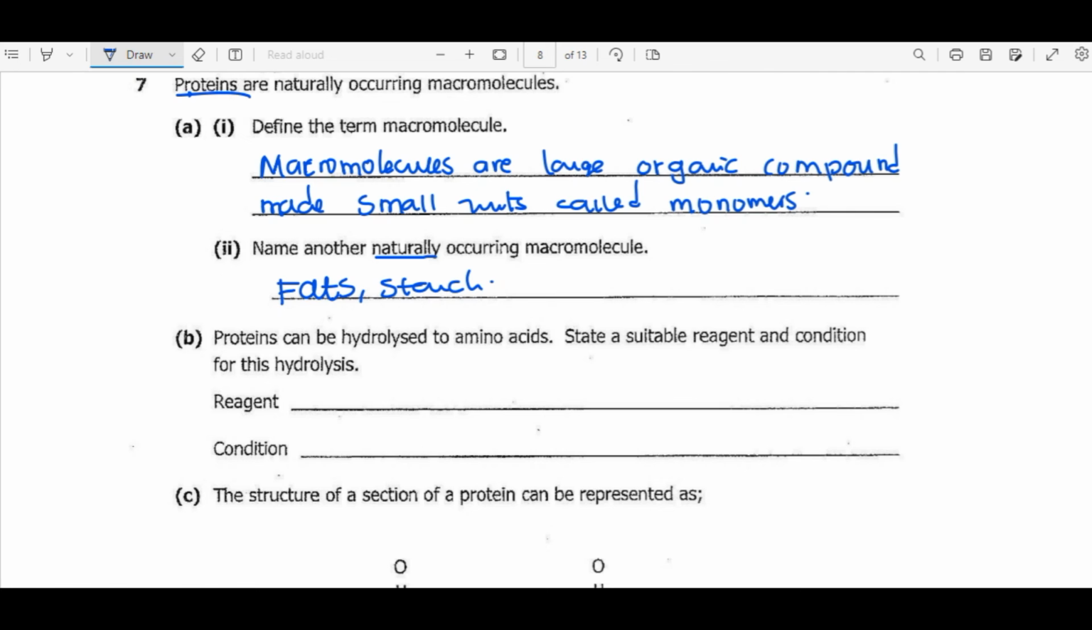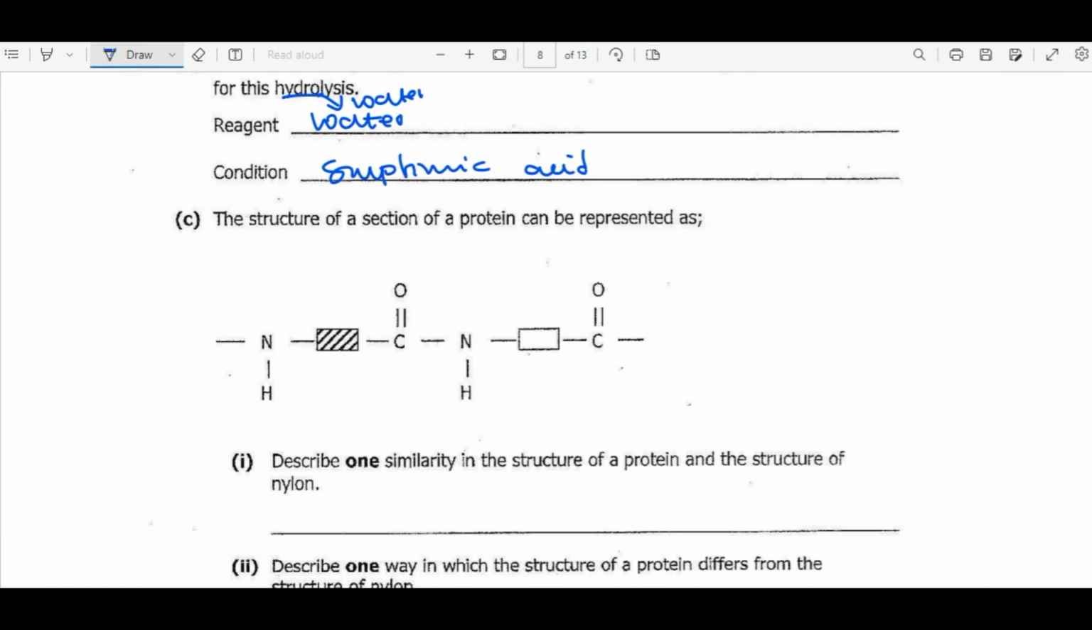Then B, proteins can be hydrolyzed to amino acid, state a suitable reagent and condition for this hydrolysis. So hydro, we should put water. So reagent, we just say water. Then the condition can be presence of sulfuric acid or just any acid. Then for C, the structure of a section of a protein can be represented as this.